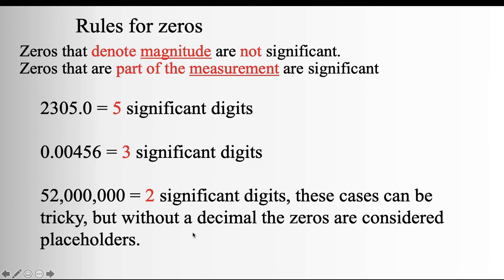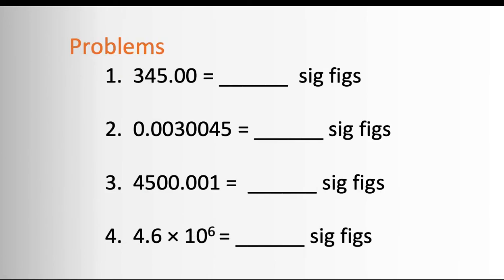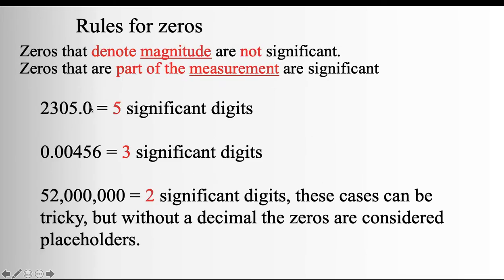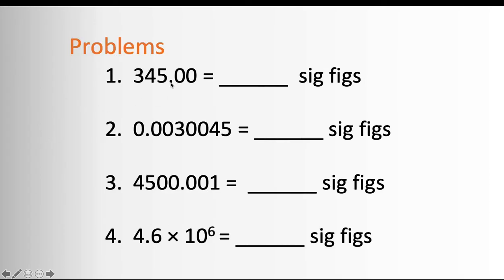Okay, I have these problems, let's look at these. We have 345.00. From this example over here, we know that if we have this decimal point and then we followed by zeros, those zeros will be significant. Therefore, this number will have 1, 2, 3, 4, 5 significant digits.